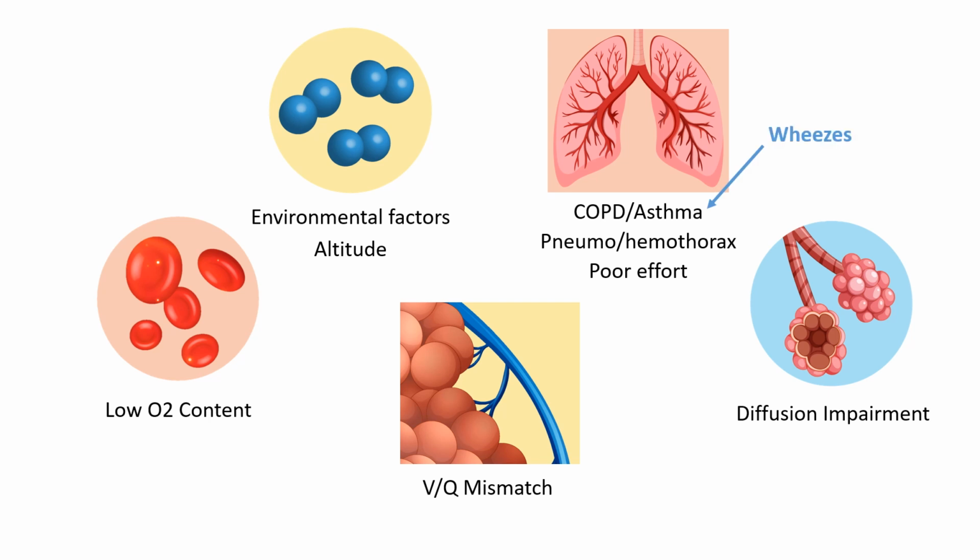COPD and asthma, those are associated with wheezes. Pneumothorax and hemothorax, those are associated with decreased air entry on one side. And poor effort is usually clinically obvious. Just look at the person and talk to them. Can they speak back to you, or are they obviously breathing or obviously not breathing? Usually you can figure these things out by just looking at the person and using your stethoscope.